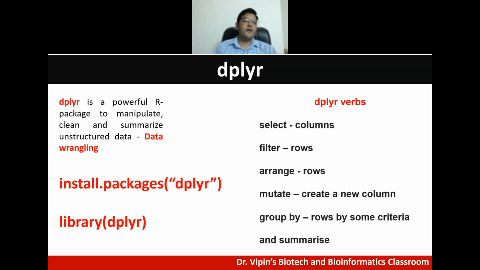All right. So dplyr, right? As I told you yesterday, R has a lot of supporting libraries which are not present in the base package of R, but can be downloaded as and when required, right? So dplyr is one such library that is required for data manipulation, data parsing, data remodeling, and so on and so forth, right? So dplyr is a powerful R package to manipulate, clean, and summarize unstructured data. So this is what is known as data wrangling.